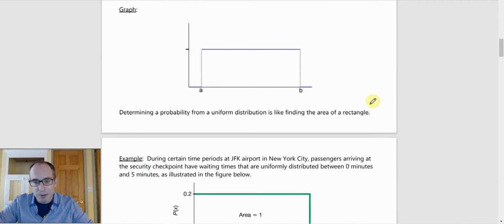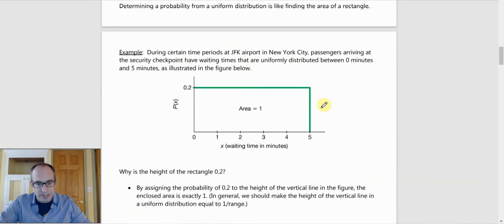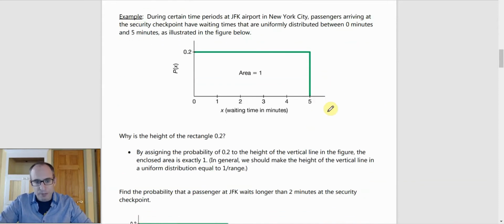So this will make more sense, I think, with some numbers. During certain time periods at JFK Airport, passengers arriving at the security checkpoint have waiting times that are uniformly distributed between 0 minutes and 5 minutes, like in that picture. First things first, clearly this is a uniform distribution because it's flat.